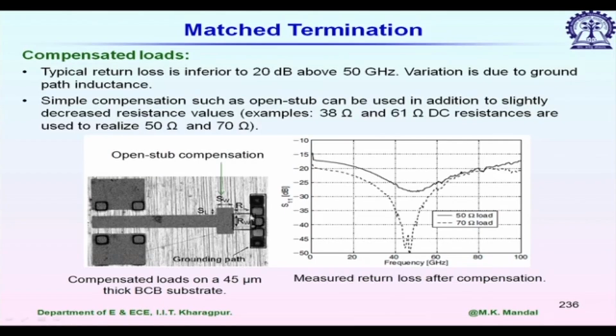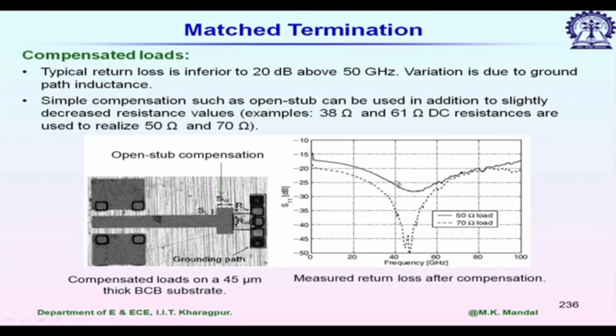For example, in this particular example, let us say the required value is 50 ohm, then they started with 38 ohm for this nickel chromium resistor, and if they need, let us say, 70 ohm, then they started with 61 ohm, and now you see the result. If you have inductive contribution, S11 will be very poor.